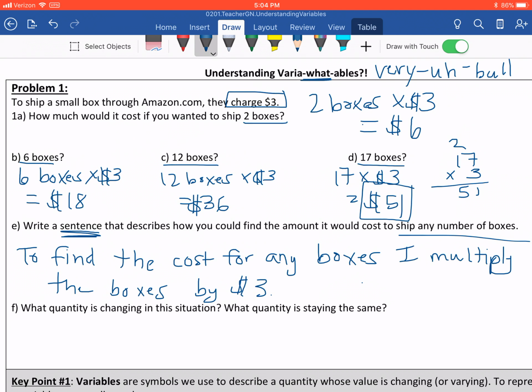All right, the next part is a 2-part question. Part 1, what quantity is changing in the situation? So what are the amounts that are changing in the problem? And then the second part is what quantity is staying the same. I'm going to divide this into 2. So the first part, what is changing? I'm going to go back and look. In each problem, there were things that were changing. When I look here, I see boxes: 2 boxes, 6 boxes, 12 boxes, 17 boxes. So one of the things that were changing was the number of boxes.